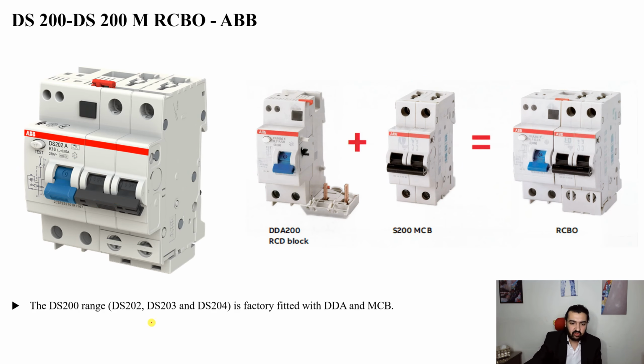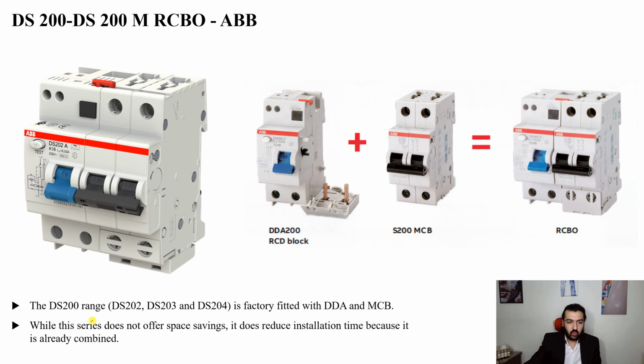So this range or these models have RCD and MCP. This one refers to the RCD block according to ABB. They call it DDA. While this series doesn't offer space savings, it reduces installation time because these two are already combined by the manufacturer. They are not given separately, they are already combined by the manufacturer itself.